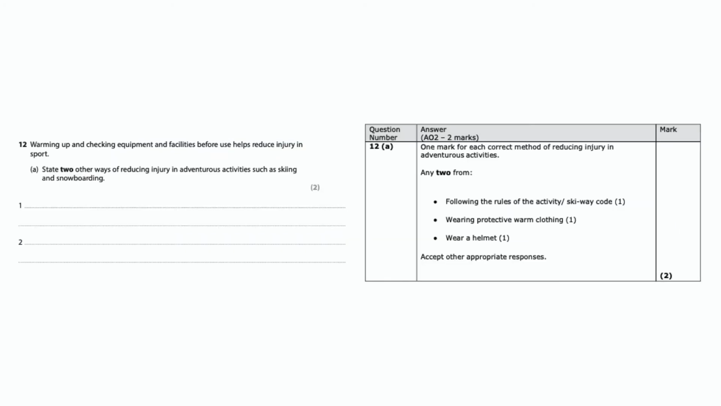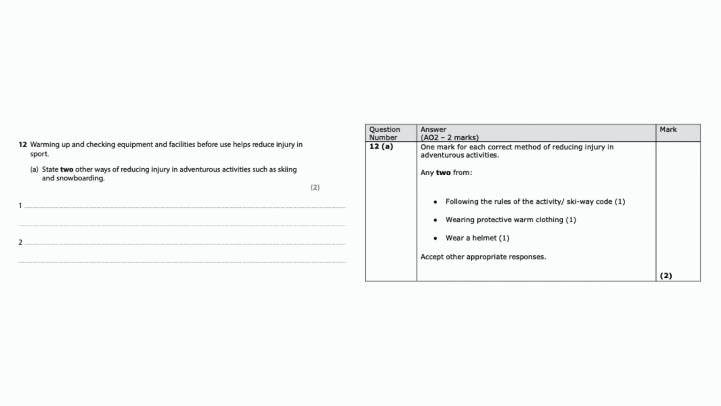Next question: warming up and checking equipment and facilities before use helps reduce injury in sport. State 2 other ways of reducing injury in adventurous activities such as skiing and snowboarding. The obvious one is probably to talk about protective equipment. So snowboarders and skiers can wear a helmet in order to prevent concussion from a fall. So protective equipment's a good one.